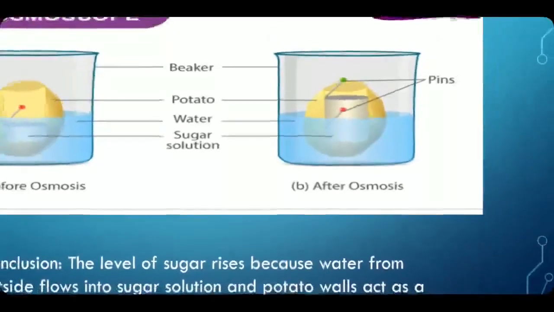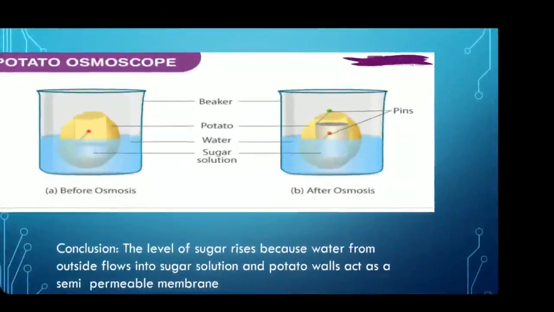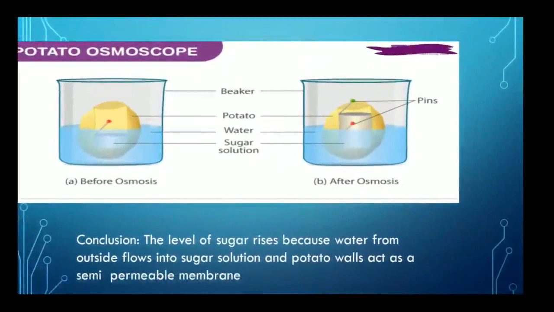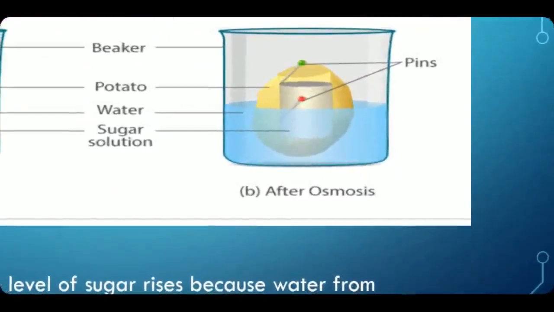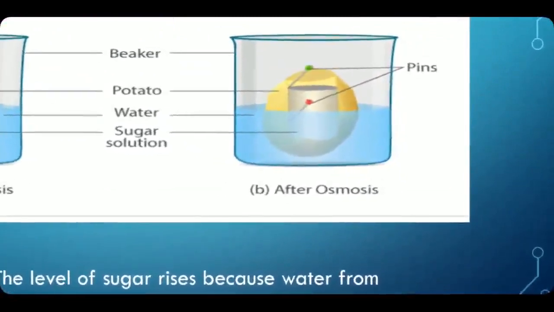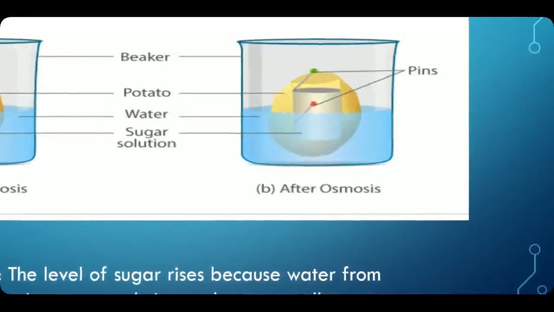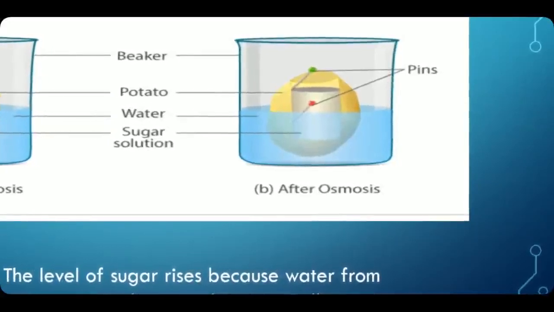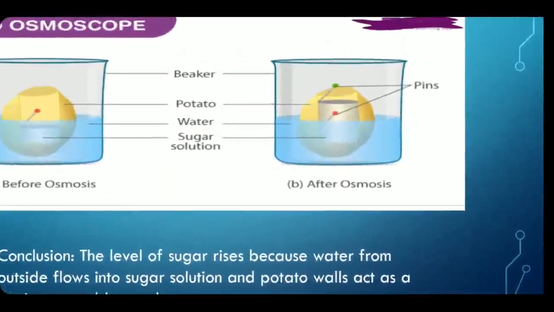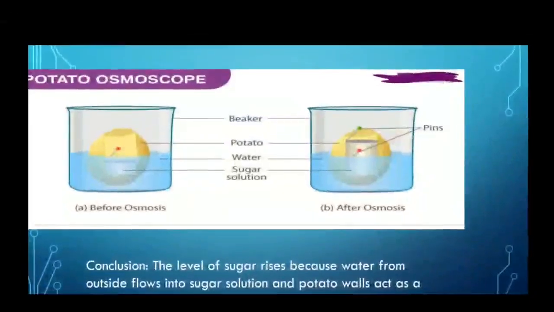Okay, can you find out what is the reason that this level increased, not the sugar level actually, the solution or the water level has increased? Why is it so? It's because water is transported with the help of the semi-permeable membrane. Here the potato membrane works as a semi-permeable membrane. So it crosses the semi-permeable membrane and reaches into the sugar solution, and makes the solution diluted.